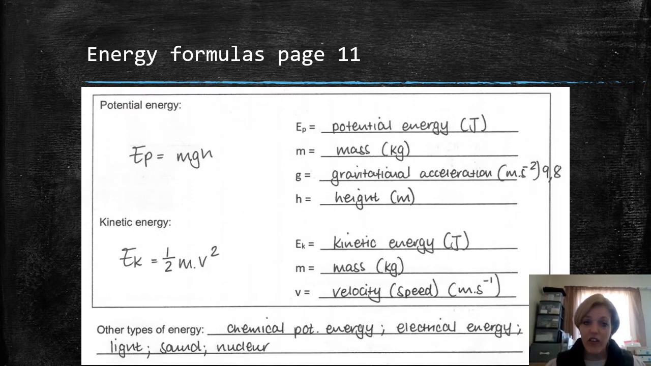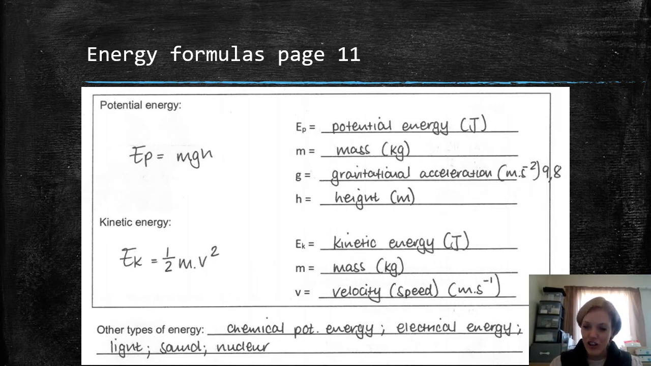On page 11 are the energy formulas you need to know for grade 9. The first one is the potential energy formula, which is EP is equal to mgh. EP stands for potential energy, which is in joules, just like work done. Mass is in kilograms, gravitational acceleration is 9.8 meters per second squared, and height is in meters. Then kinetic energy is half multiplied by mass multiplied by your speed or velocity squared. That's how you're going to figure out your kinetic energy.